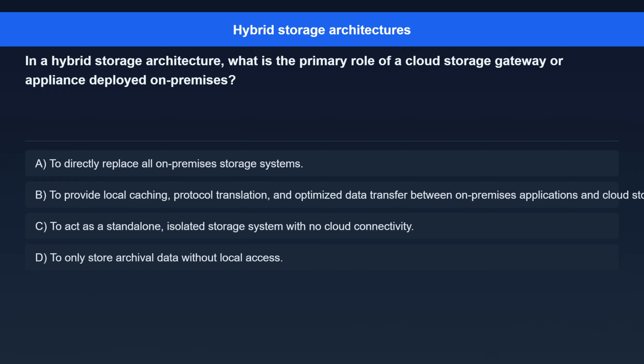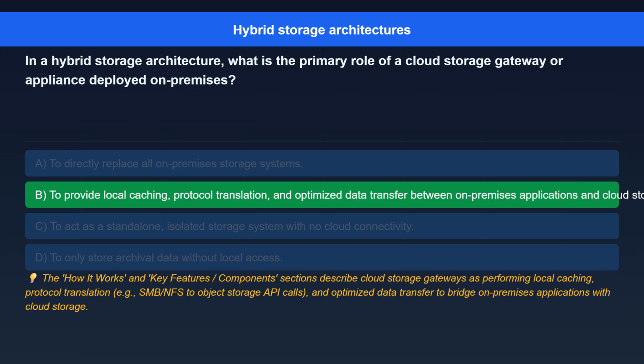Question 8. In a hybrid storage architecture, what is the primary role of a cloud storage gateway or appliance deployed on-premises? Option A, to directly replace all on-premises storage systems. Option B, to provide local caching, protocol translation, and optimized data transfer between on-premises applications and cloud storage. Option C, to act as a standalone, isolated storage system with no cloud connectivity. Option D, to only store archival data without local access.